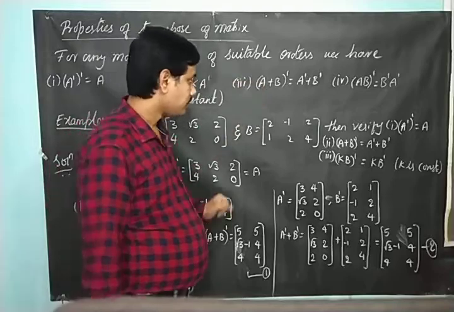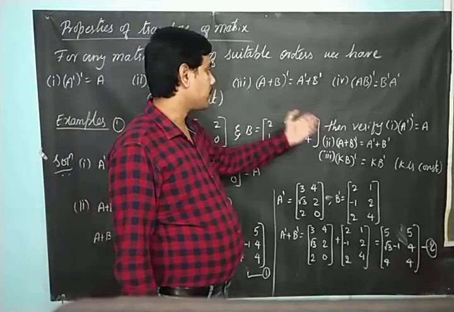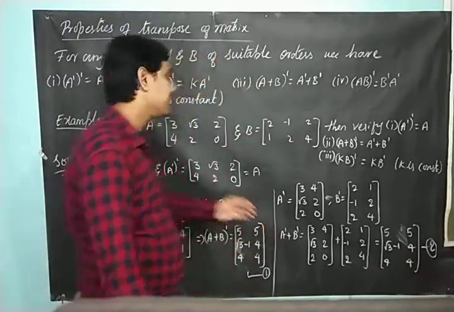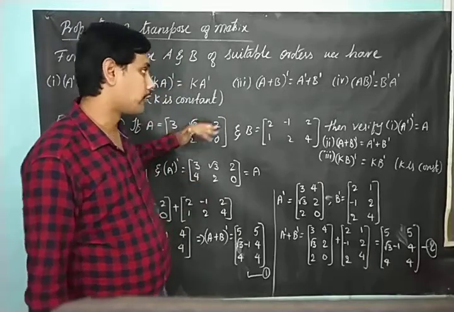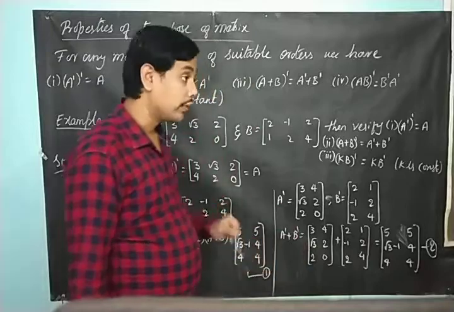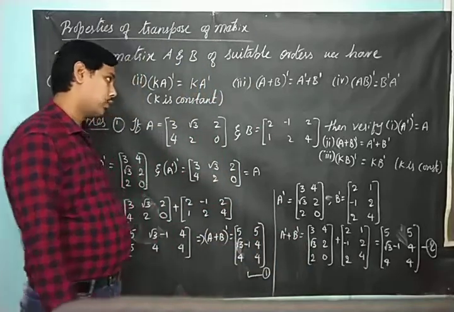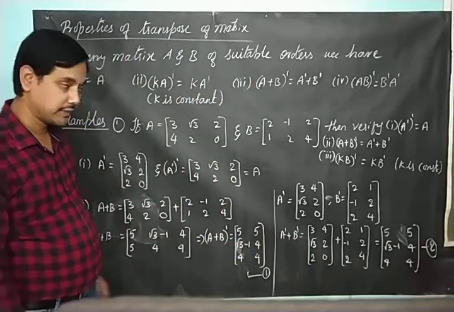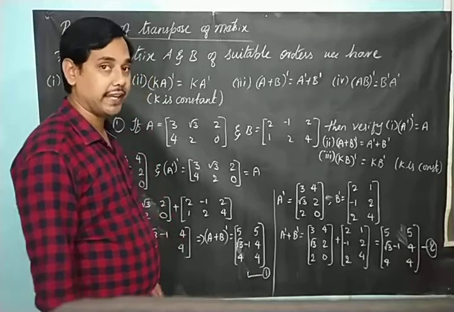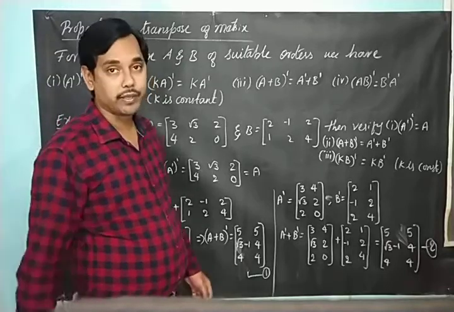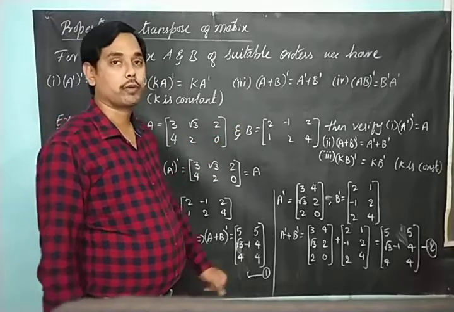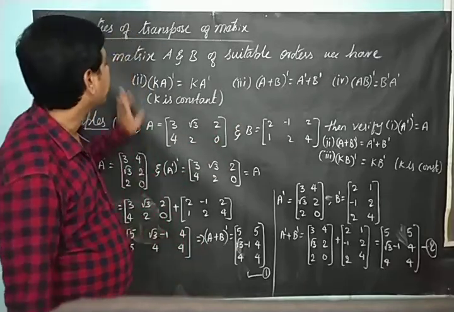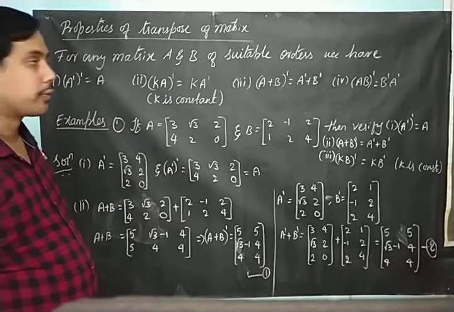And that is A plus B whole transpose is equal to A transpose plus B transpose. That is, we need to verify the first, second and third. For this one we cannot verify the fourth property. Why? Because you cannot multiply A into B, or B into A either. That is why we cannot verify the fourth property. So we can verify the first, second and third property.